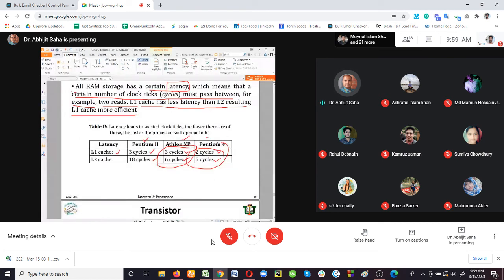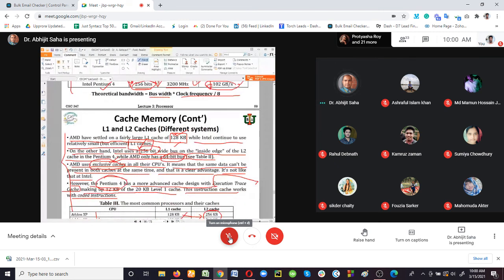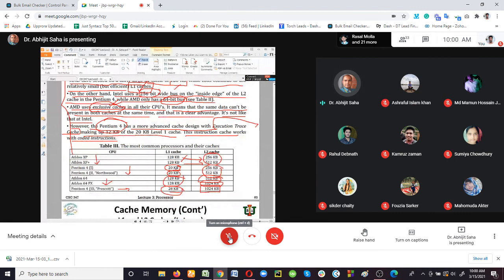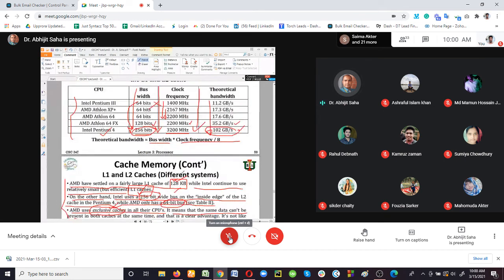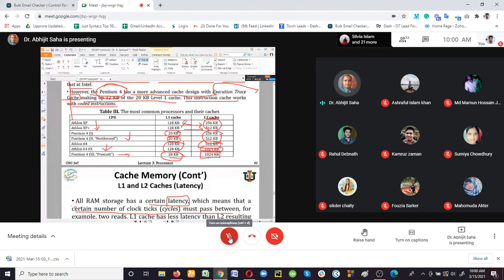And how is that possible? It is made possible through the cache size and the bus width. The Intel Pentium 4 uses a 256-bit bus width, with a 128 kilobyte level 1 cache and a 1024 kilobyte level 2 cache. But the Athlon XP uses only a 64-bit bus width, a smaller size, and a 128 kilobyte level 1 cache and level 2 cache as well.